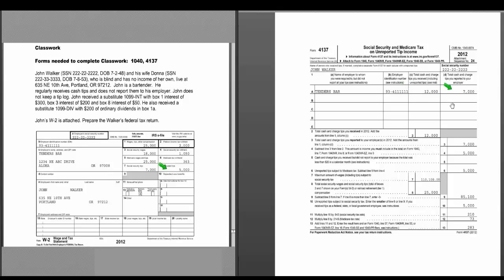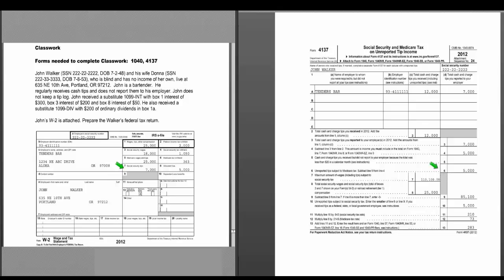In column D, there's the $7,000 that they reported in Box 7. Bring the numbers down; if you had more numbers in here, you'd add them all up and put the total here. On line 2, which is total cash and charge tips you received in 2012. Line 3 is the total amount that was reported through the employer. Line 4 tells you to subtract line 3 from line 2. So if you subtract 7,000 from 12, that's where you get the $5,000 of unreported tips. And that's the amount that we are going to have to figure out the Social Security and Medicare tax on.